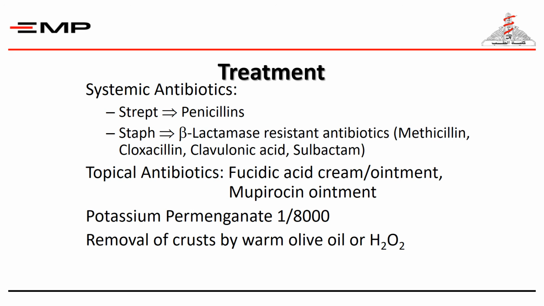Potassium permanganate is a very nice antiseptic lotion. It does not leave a color, and the concentrations range between 1/5,000 and 1/10,000. Usually we use the 1/8,000 concentration, and it can be used to dry oozing lesions, and also if it is warmed up in a basin, it can be used to remove the crusts.